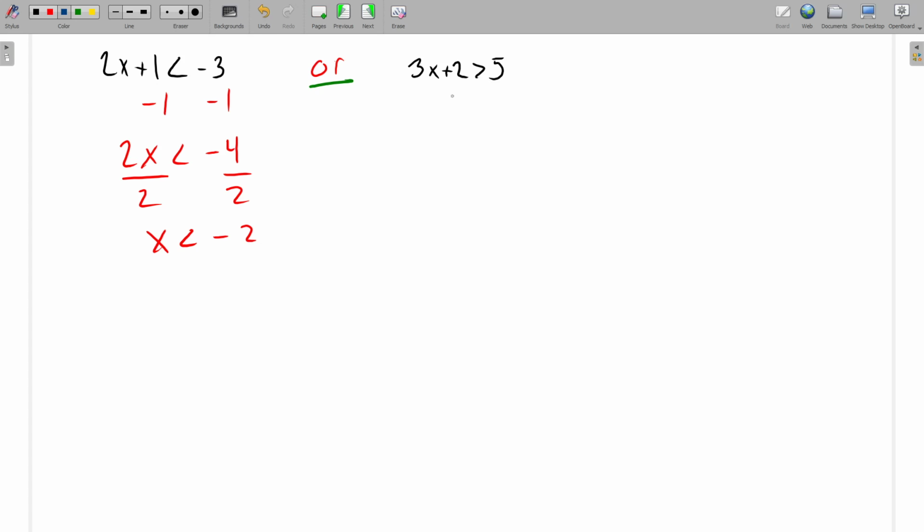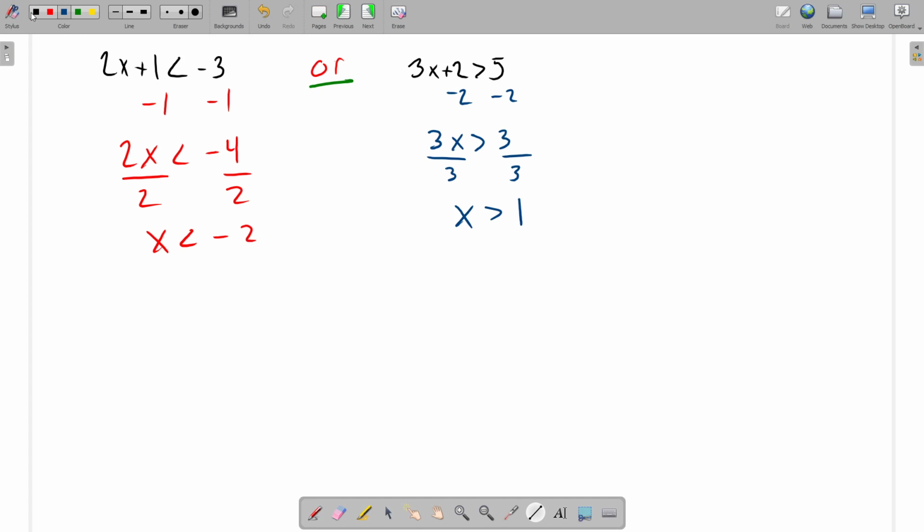And with the inequality on the right, we want to get the x by itself, so we subtract 2 from both sides, giving us 3x is greater than 3. And then we divide both sides by the coefficient, leaving us with x is greater than 1. Again, I'm going to make a number line.